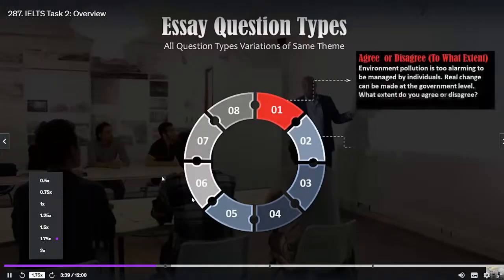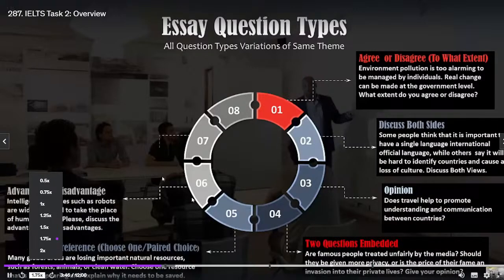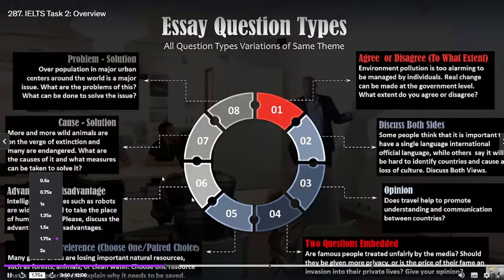So there are many, many types of questions on the IELTS exam. And they all revolve around the same theme of argumentation. They're just different ways of phrasing it or stating it. But for every single question, you're giving your opinion. So, of course, you have the agree or disagree question. And sometimes this is phrased as just a direct agree or disagree. And then at other times, it will be, to what extent do you agree or disagree?